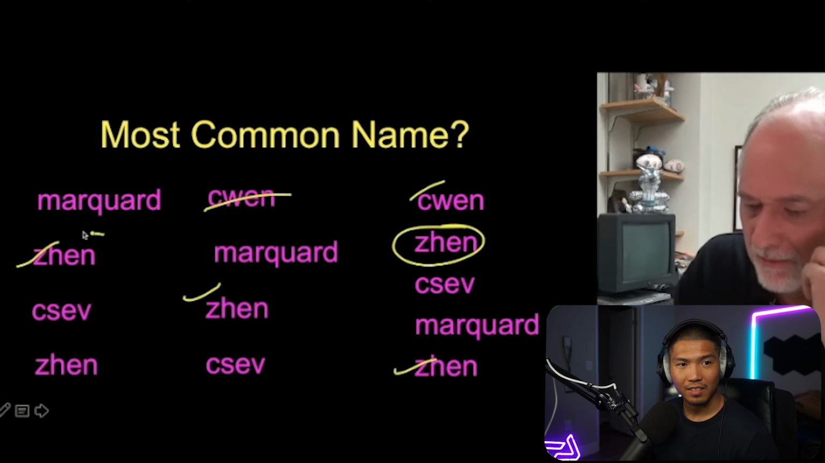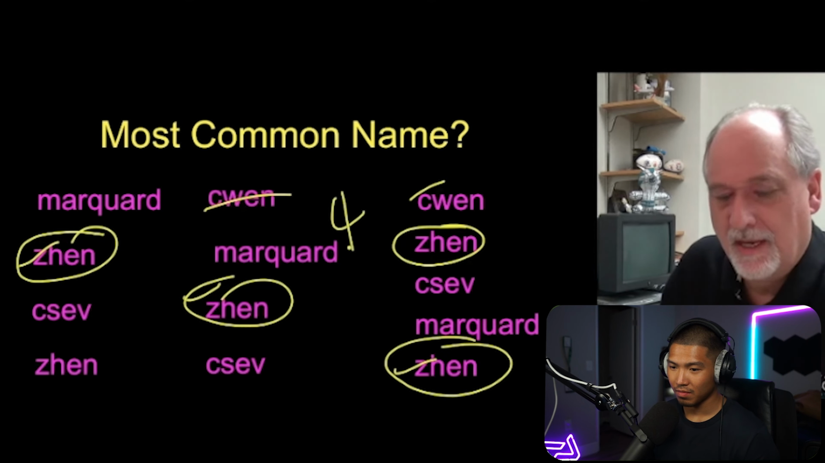We have hypotheses, and then we decide, no, it's Zhen. That's it, and there's four of them. How did your brain think about this as we were going through them one at a time?